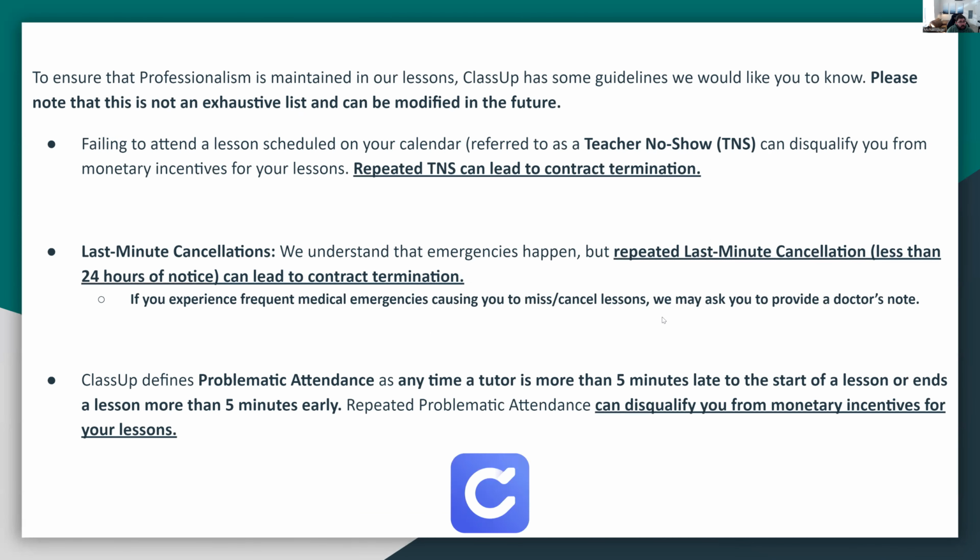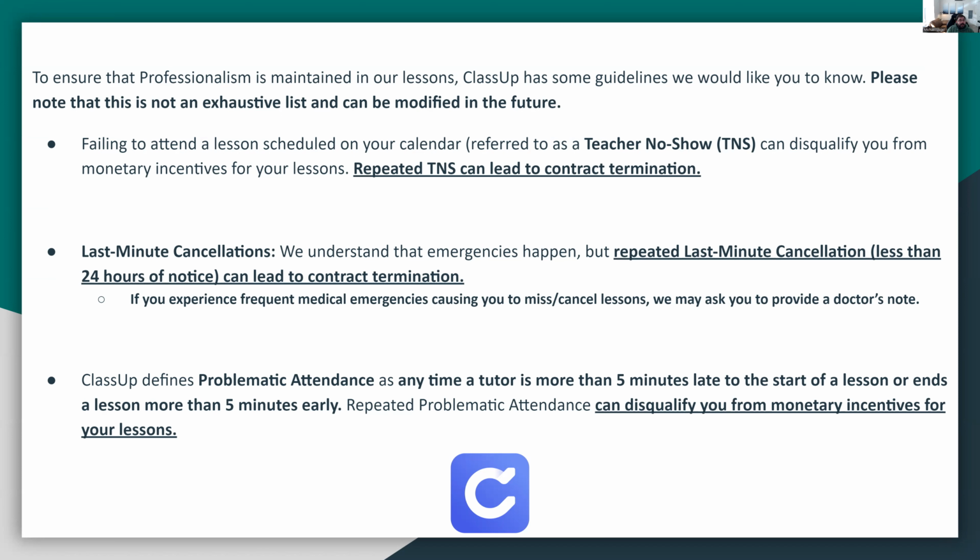Because we do have expectations of professionalism and policy at ClassUp, there are some penalties in place should you choose to not follow these expectations. Please note that this is not an exhaustive list, and if you have any questions regarding any penalties in your ClassUp contract, please send a message to our tutor support line or consult your independent contractor agreement signed before employment. Firstly, failing to attend a lesson scheduled on your calendar is referred to as a teacher no-show and can disqualify you from monetary incentives for your lessons. Repeated teacher no-shows can lead to contract termination.